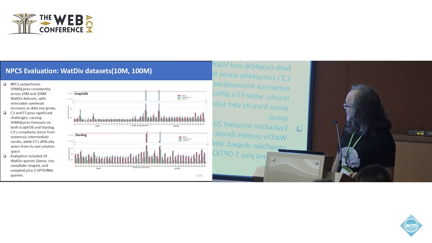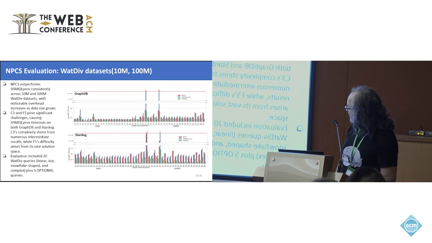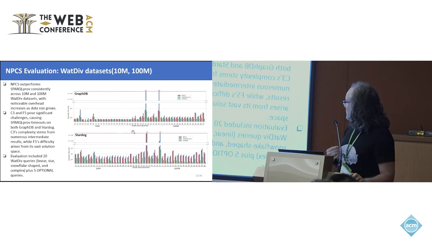So here you can see that in this green color, there is SPARQL without the provenance. And this is always faster because it doesn't compute the polynomial, so it doesn't have this overhead. And then there is the previous method, which is SPARQL prov, and the new method, which is NPCS, native provenance computing for SPARQL. And the previous method has some timeouts here, and it's slower in most of the cases. Especially in these cases, which were the cases where there are more answers.